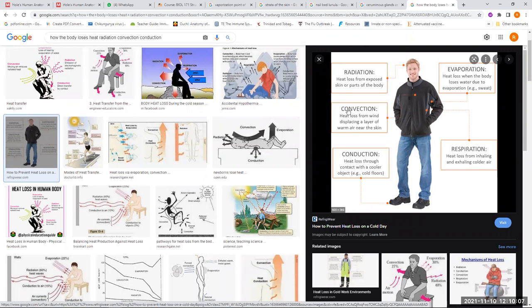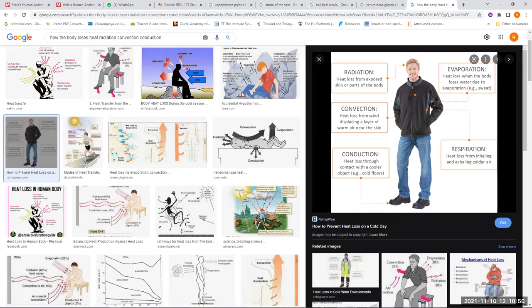The other one is convection. Convection is heat loss from wind displacing a layer of warm air near the skin. When your hands are exposed, you lose heat to the environment because there's a temperature difference. But in this case, the wind is assisting because it is constantly blowing the heat away from your skin. That movement of heat, in which the wind plays a role, is known as convection. The last one is radiation, which is heat loss from exposure.